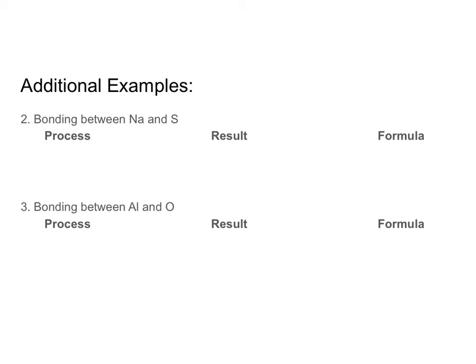One more example for you. Well, looks like 2 more examples for you. First of all, this is ionic. I know it's ionic because sodium's electronegativity is 0.9. Sulfur's electronegativity, according to my periodic table, is 2.5. 2.5 minus 0.9 is 1.6, which puts it right on that edge, but because it's a metal and a nonmetal, I know it's ionic.